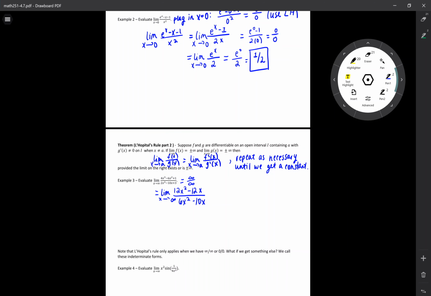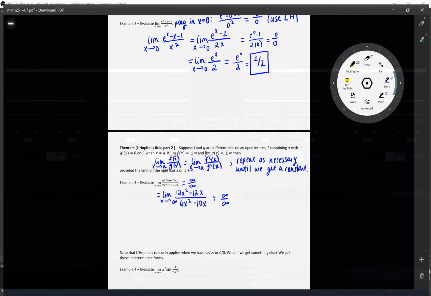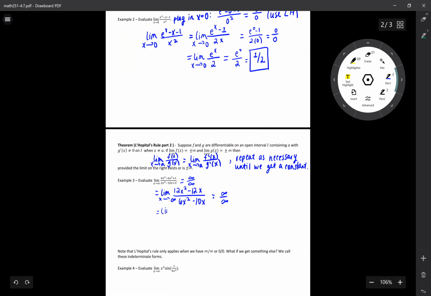Okay, well if I plug in x equals infinity here, I still get infinity over infinity. So I need to take the derivative again. Whoops, sorry about that. So when I take the derivative again, I get 24x minus 12 divided by 12x minus 10. If I plug in x equals infinity, I still get infinity over infinity. So I take the derivative again, I get limit as x goes to infinity of 24 divided by 12, which is just 2.